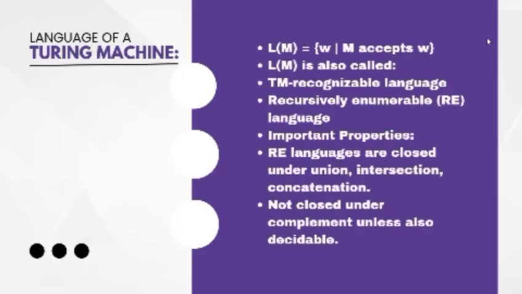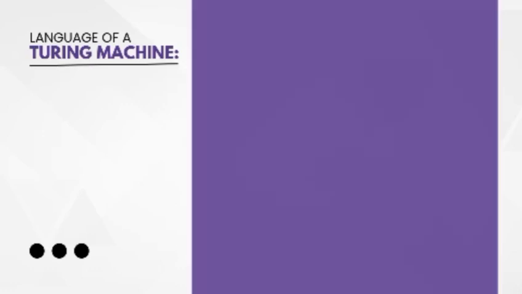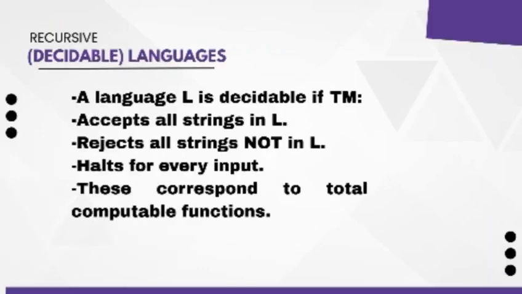And the next slide represents languages of a Turing machine. Here, the language of a Turing machine is the collection of all strings that it accepts. If the machine accepts a string, then that string belongs to the language of the machine. We write this as L(M). These languages are also called recursively enumerable languages. Then let us begin with the next slide.